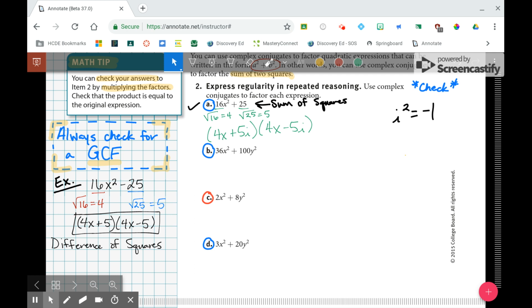Let's see if there is a GCF, if there's something we can divide 36 and 100 by. Well, if you list all the factors or just start plugging in numbers, you will eventually see that a number that 36 and 100 have in common is a 4. So that's our GCF, or greatest common factor. If we factor out that 4, divide them both by 4, we're left with 9x squared plus 25y squared.